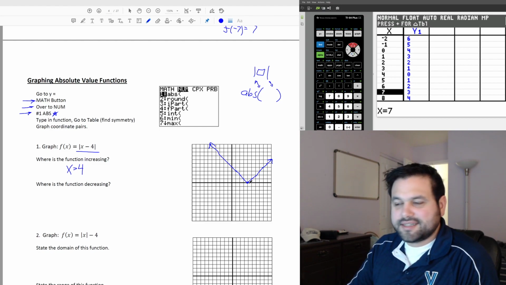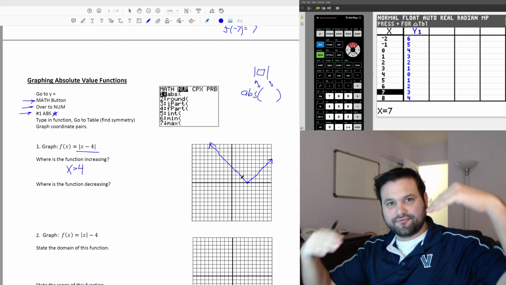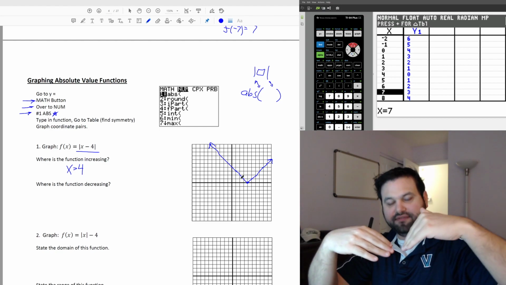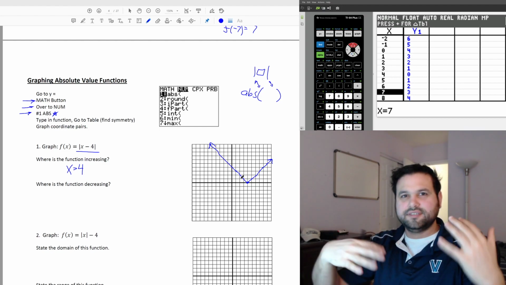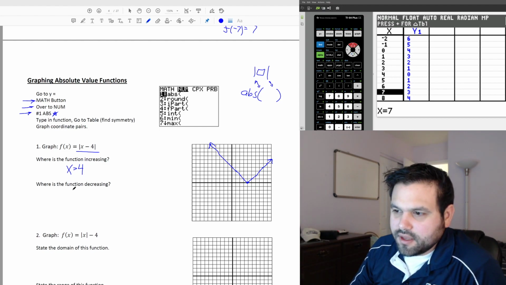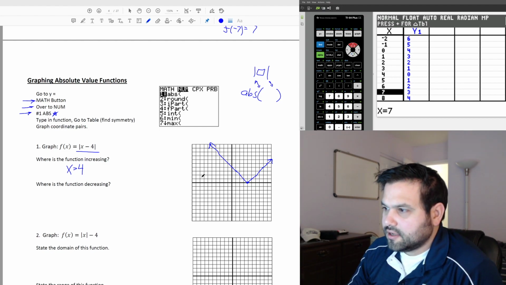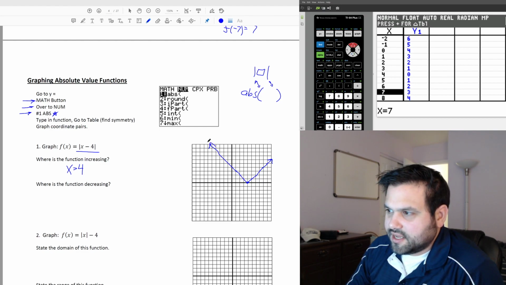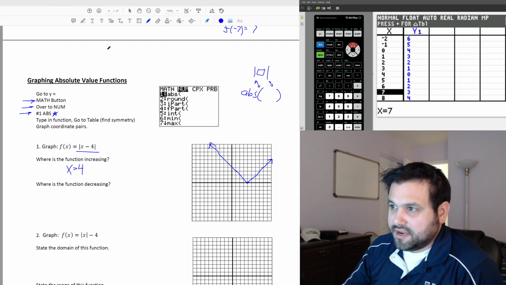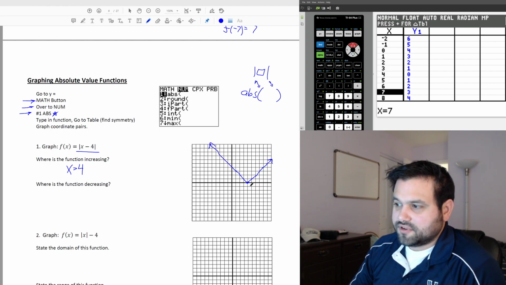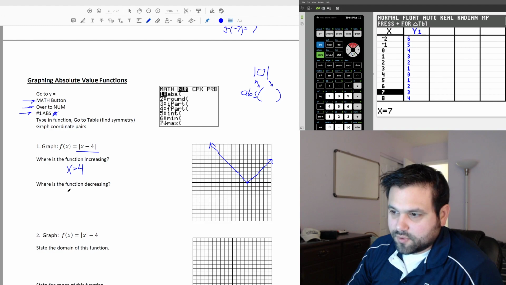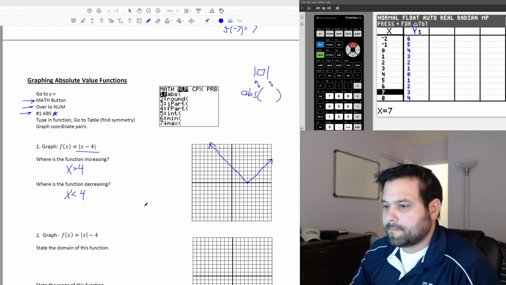Okay, technically it's not increasing at 4 because it's right there in the middle. It's at the end of the decreasing, it's at the very beginning of the increasing. It's neither one really. Where's the function decreasing? Well, we just said that we were starting decreasing, right? So from negative infinity all the way up to 4. Or we could just say that it's when x is less than 4, right?